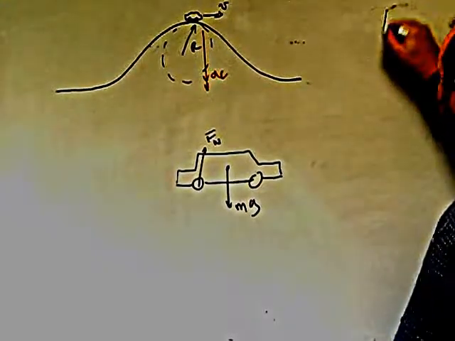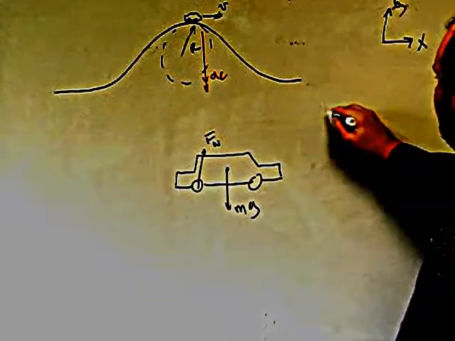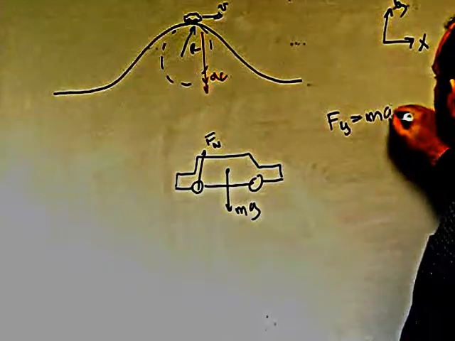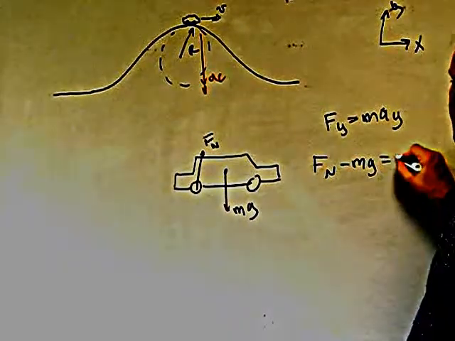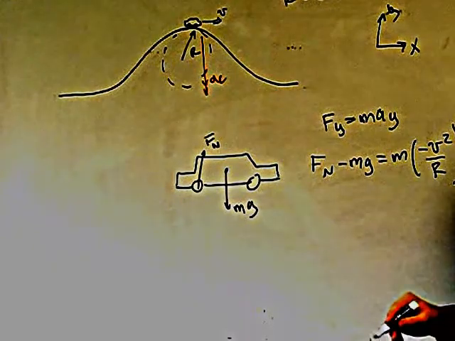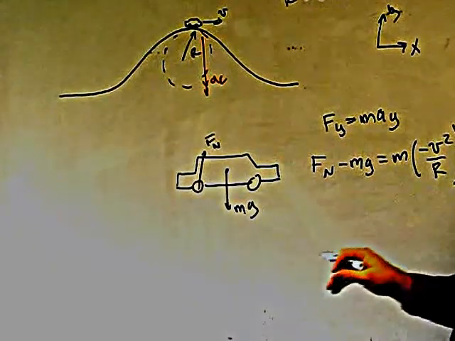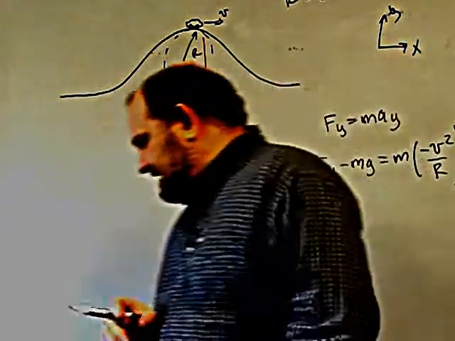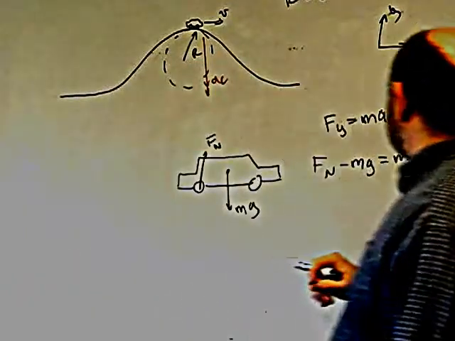So if I sum, I'll make this x and that's y. If I say the sum of Fy is equal to m a_y, well, the net force Fy is Fn minus mg, which has to equal m times a_y, which is minus v squared over r, right? Because a_y is in the downward direction, the negative y direction, and the magnitude has to be v squared over r. Okay, this may start to look familiar-ish, because it's related but not the same as the problem we just did. Okay, and now the question is, what's the fastest I can go without my wheels leaving the pavement?